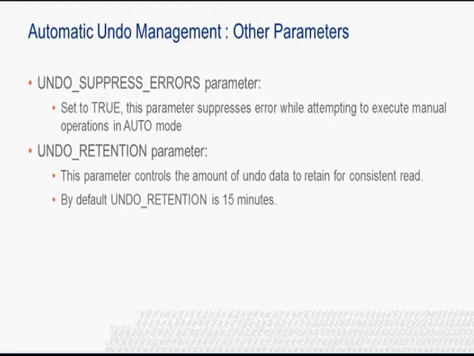UNDO_RETENTION. It determines how long to retain undo data to provide for consistent reads. Retaining undo data longer allows for longer queries and also requires larger data files for the undo tablespace. The UNDO_RETENTION parameter, defined in seconds, can be set in the initialization file or modified dynamically with the ALTER SYSTEM command: ALTER SYSTEM SET UNDO_RETENTION = 900. The value of 900 retains undo data for 15 minutes.